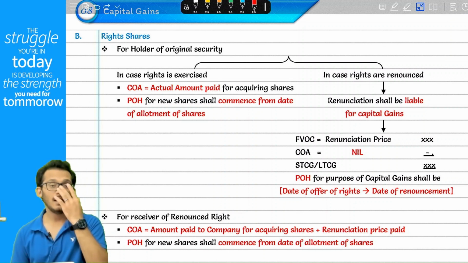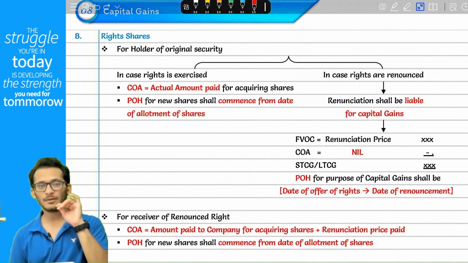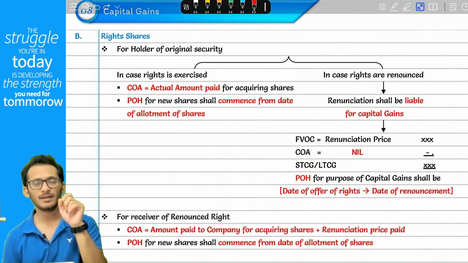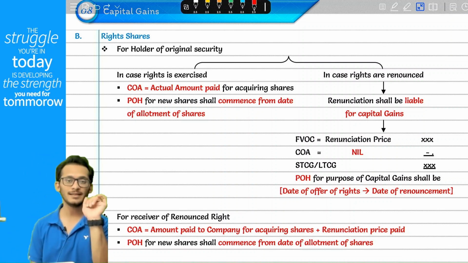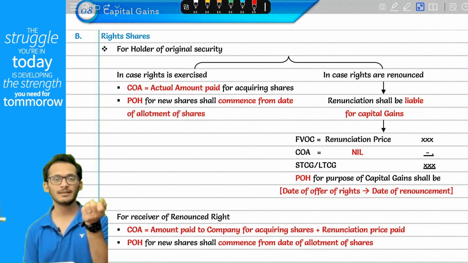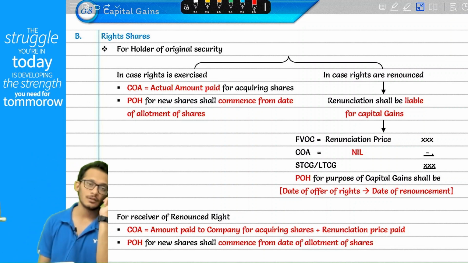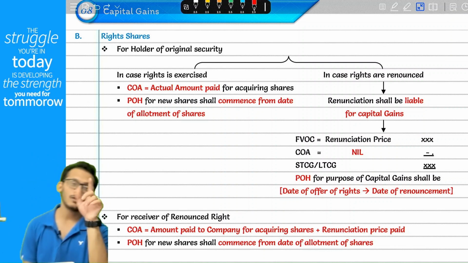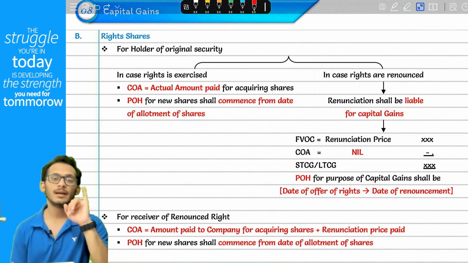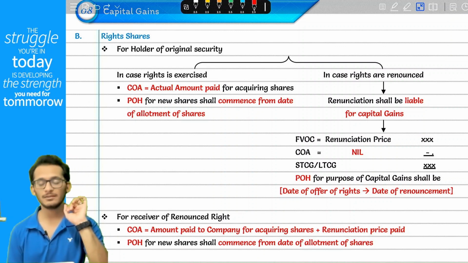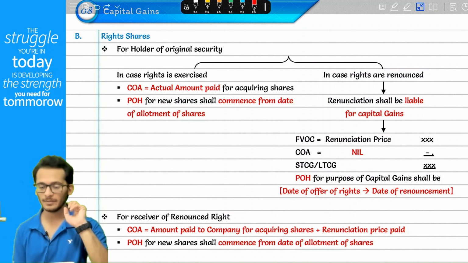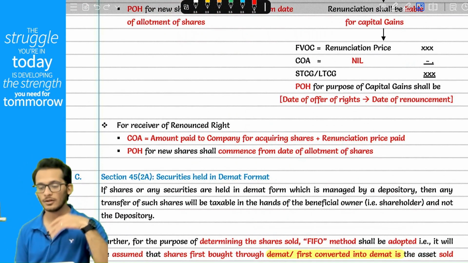And if the other person is buying the rights from you, now this person has paid in two places. One, he has paid you for getting the rights. Second, he has paid the company for getting the shares. Both will be added to the cost. So the cost of acquisition for the new owner will be the renunciation price plus the price which is paid for allotment. You will consider both the costs.